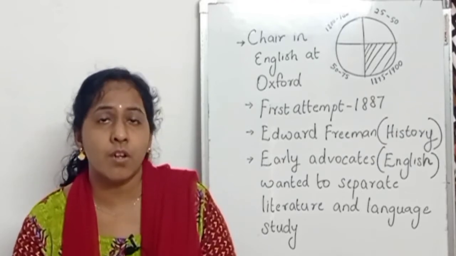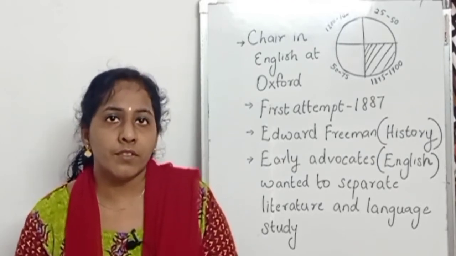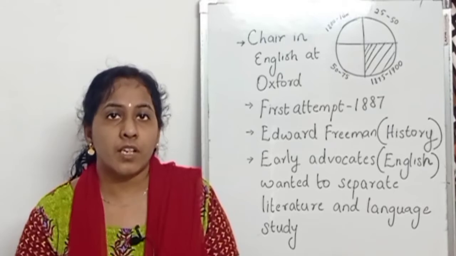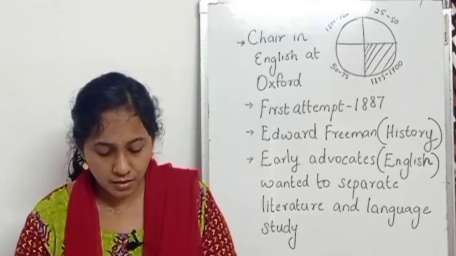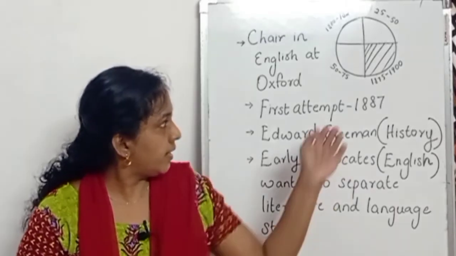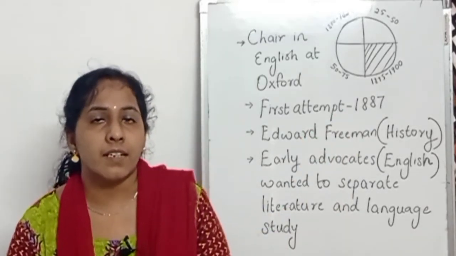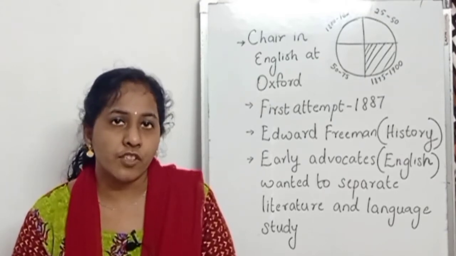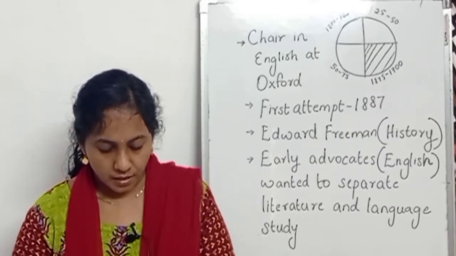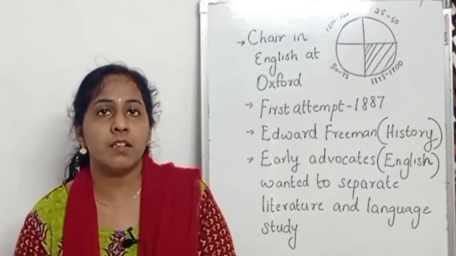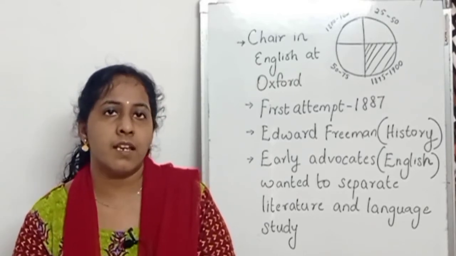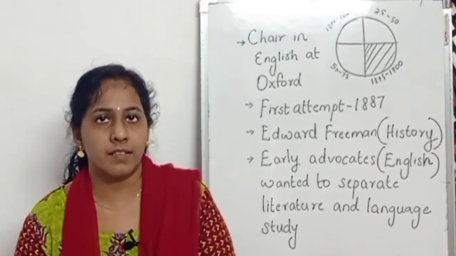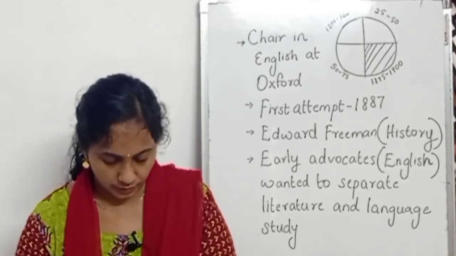They wanted a chairperson or a professor to preside over the functioning at Oxford, and they wanted a chair in English. And the first attempt on this was in 1887. So it was in the year 1887 that the first attempt was made to establish a chair in English at Oxford. Now there was Edward Freeman, who was a professor of history, and he was against this decision. He did not like this decision to establish a chair in English at Oxford.